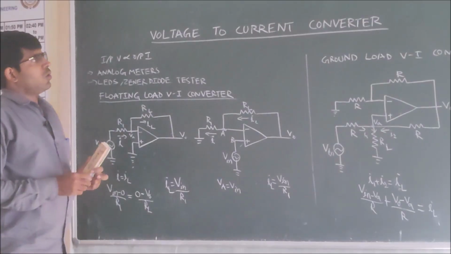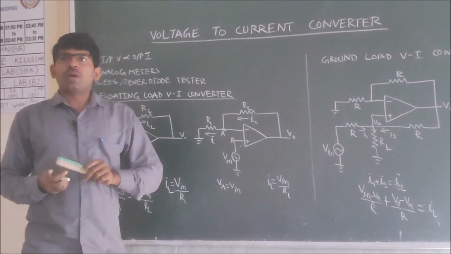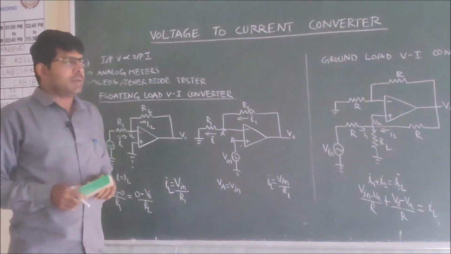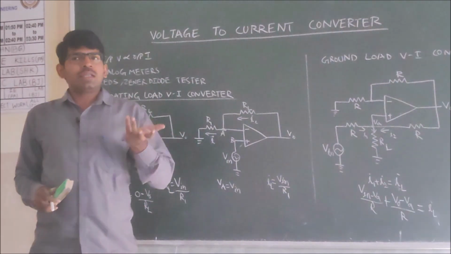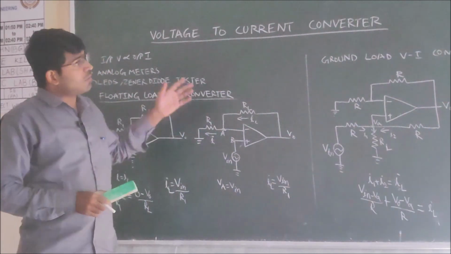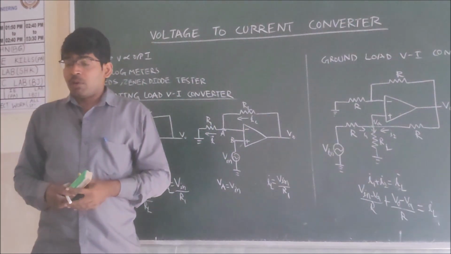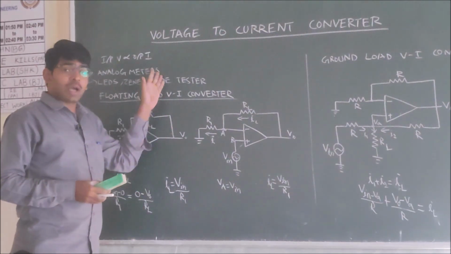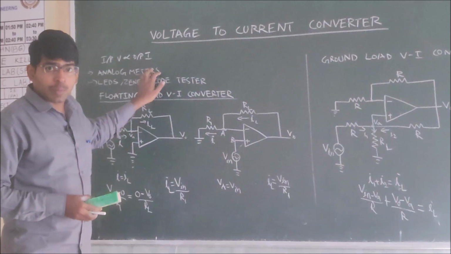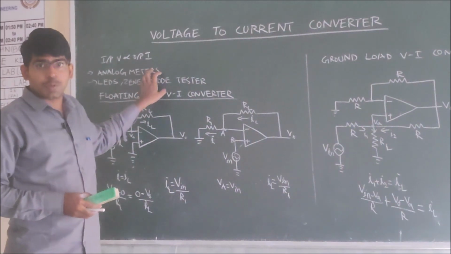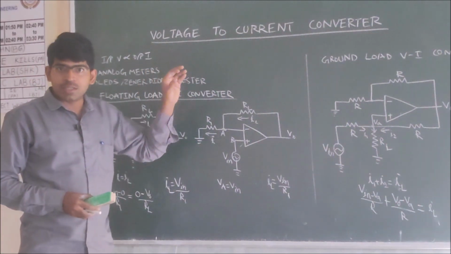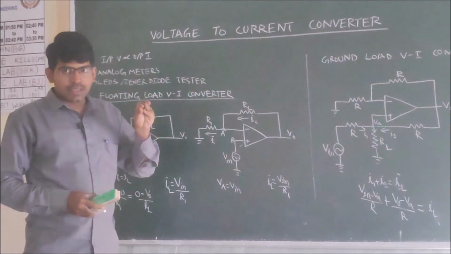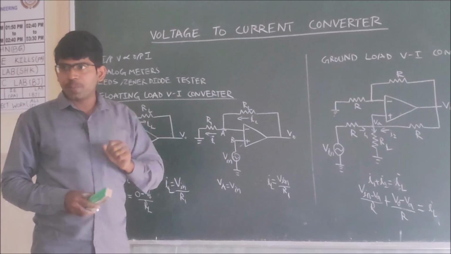Now we are discussing the voltage to current converter. Here you may have the interpretation that we are changing the voltage to current because it is converting voltage to current. But in reality, the output current is directly proportional to the input voltage. If we change the input voltage, accordingly there is a change in the output current.